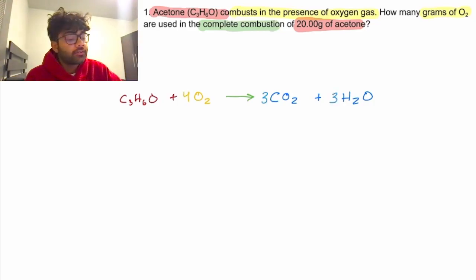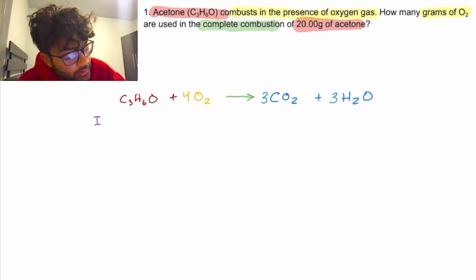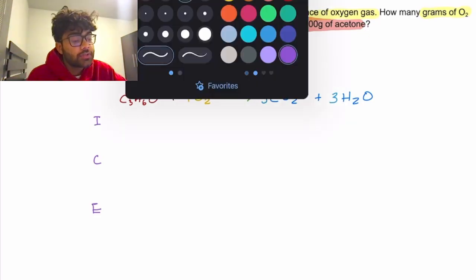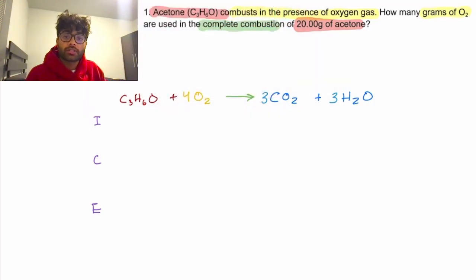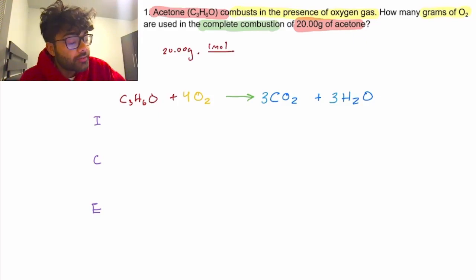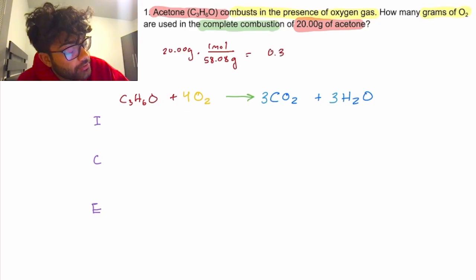Alright, so we've got the reaction all balanced, and now let's fill in our ice table. So we have our initial line, we have our change line, we have our end line. Alright, so what information are we given? We're given that we have 20 grams of acetone. But in this course, when we use ice tables, we always want to be working in moles. So let's convert that to the number of moles. So we have 20 grams times 1 mole of acetone, or the molecular mass, is 58.08 grams. And we get that we have 0.344 moles of acetone. Great, so we can fill that in.